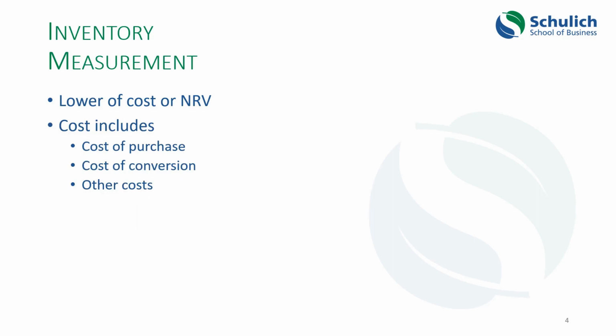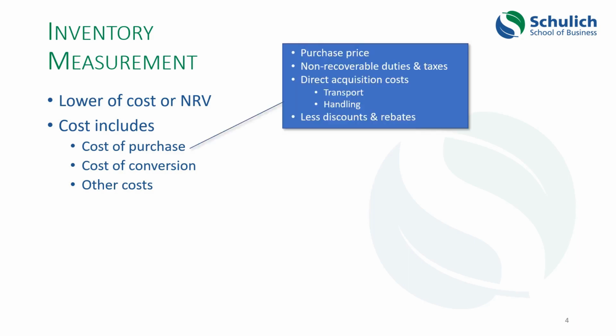So what's included in the cost? The cost includes three items under IFRS: the cost of purchase, the cost of conversion, and a general category of other costs. So the cost of purchase, and here I'm going to pop up a whole bunch of text. This is for reference purposes. It includes, of course, the purchase price that you paid for it, but also any duties or taxes that you're not going to get reimbursed for.